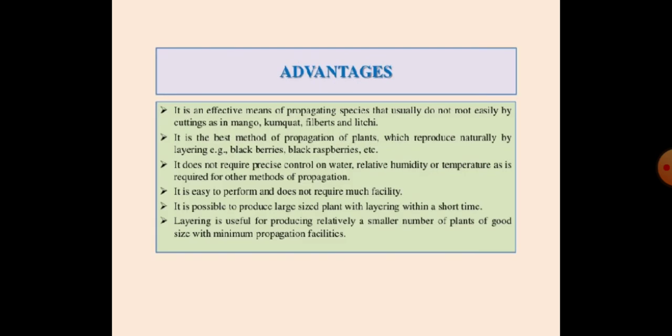What are the main advantages of layering? It is an effective means of propagating species that usually do not root easily by cuttings, as in mango and some other plants. It is the best method of propagation for plants which reproduce naturally by layering, for example blackberries. It is easy to perform and does not require much facility. It is possible to produce a large size plant with layering within a short time.